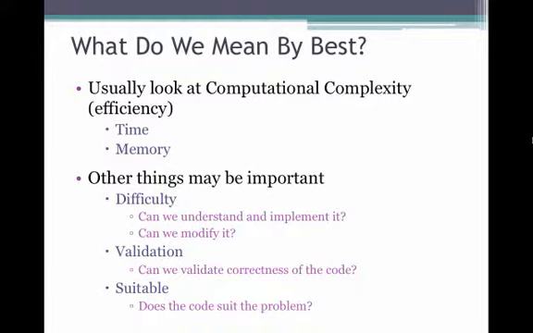But other things can be important too. Is the algorithm really difficult to understand or implement? Can we modify it easily? Will we be able to validate that our code is correct and the algorithm is running correctly? And is it really suitable for the problem that we have? So while computational complexity is extremely important, you have to remember to think about the whole problem.